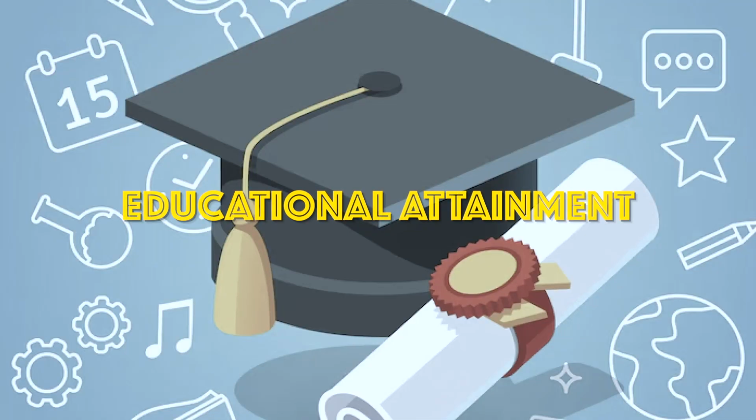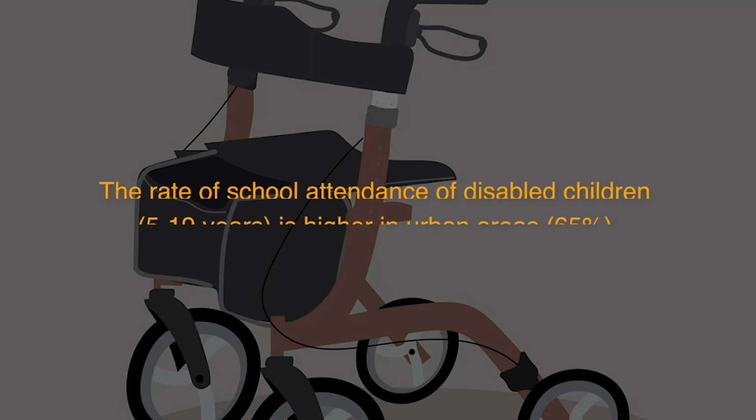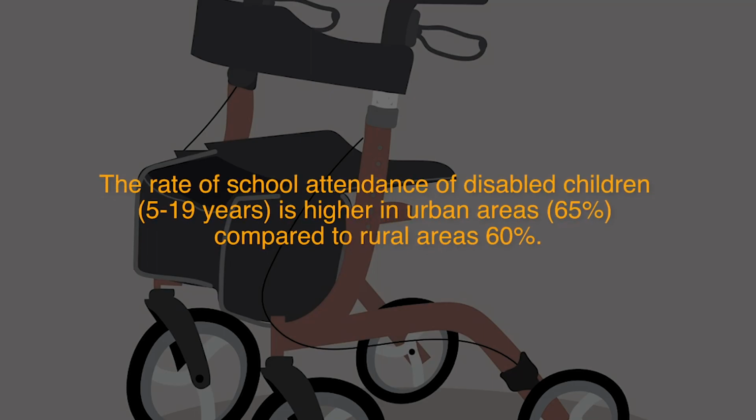Dear learners, let us now discuss the educational attainment of the disabled population. As per the census data 2011, 61% of the disabled children aged 5 to 19 years are attending educational institutions. Among the disabled children attending educational institutions between 5 to 19 years of age, 57% are male. The rate of school attendance for disabled children of this age group is higher in the urban areas compared to the rural areas.